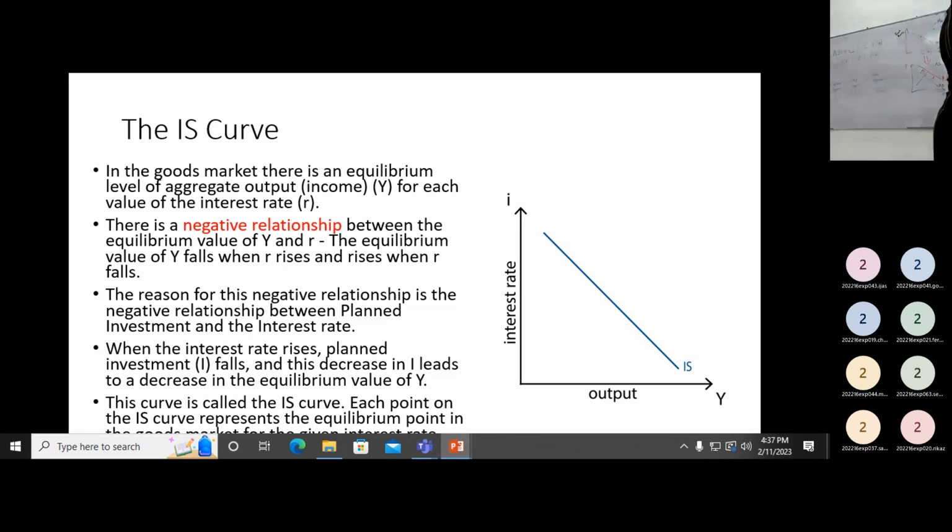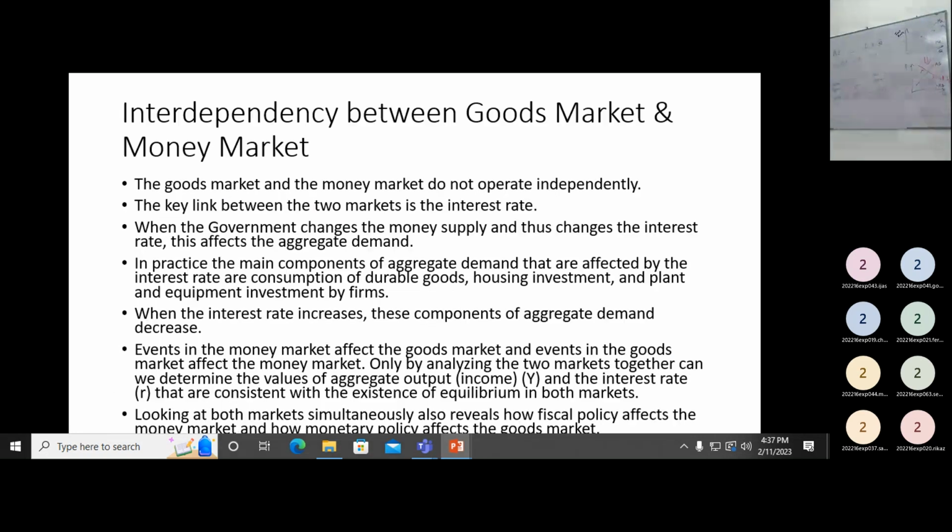First one, the IS curve. In the goods market, there's an equilibrium level of aggregate output for each value of interest rate. Now, earlier, I wonder whether you remember, in this slide, we said that the key link between the two markets is the interest rate. Interest rate in the economy affects the goods market as well as the money market. Do you agree? That's what we discussed earlier.